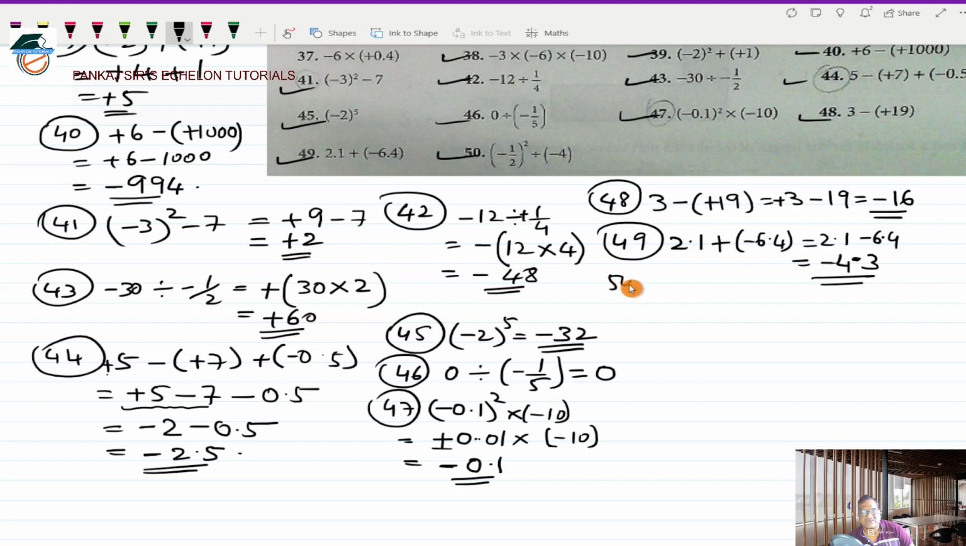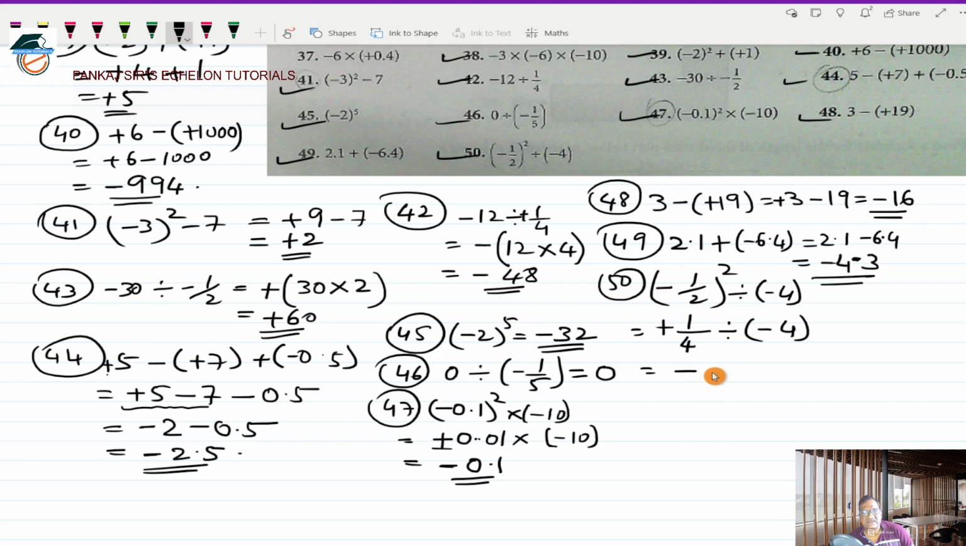50th one, the last one. It's minus 1 by 2 the whole square, and then divided by minus 4. Fine. So first let us do this square. So minus square will be plus, and 1 by 2 square will be, 1 square is 1 and 2 square is 4, so 1 by 4 divided by minus 4, right? Okay, sorry, it is division, not plus. Divided by minus 4. Okay, now positive divided by negative will give me a negative.